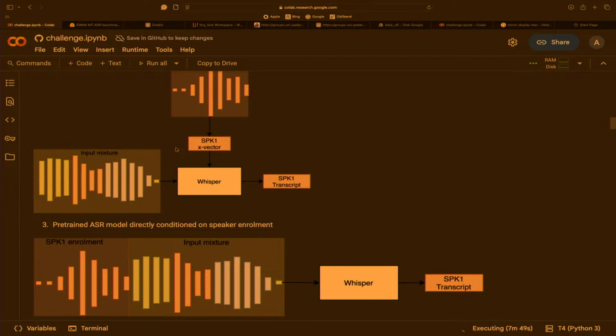Exactly. You don't rely on X vectors, some representation that's squeezed into just one vector, but you rather take the original input audio. Basically you have your input mixture, and you concatenate your speaker enrollment before it, which would be, "Hello, I am Alex." That would be the enrollment, and then there would be the mixture. But what is problematic with this?